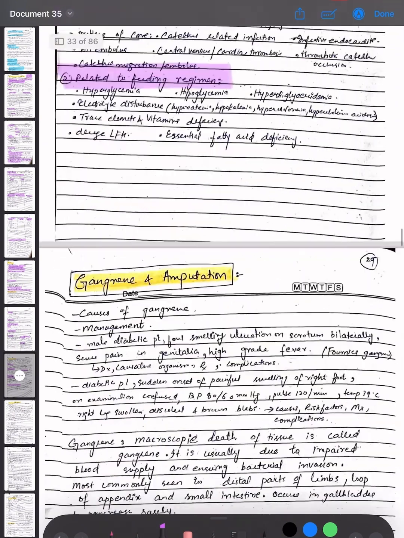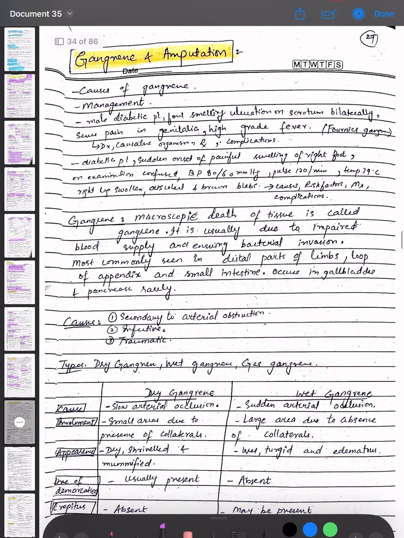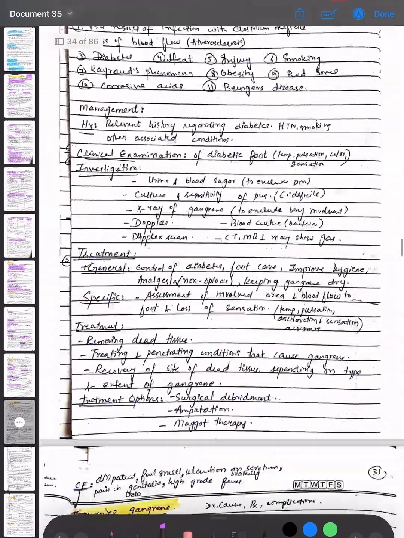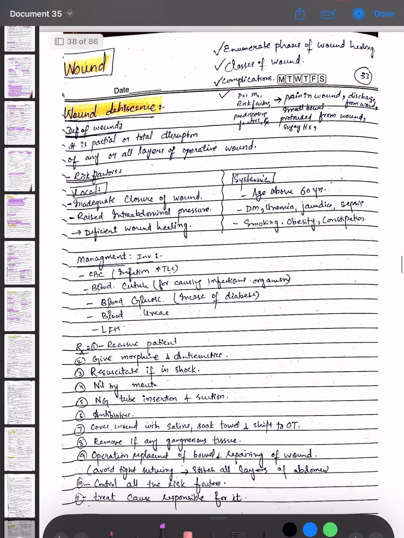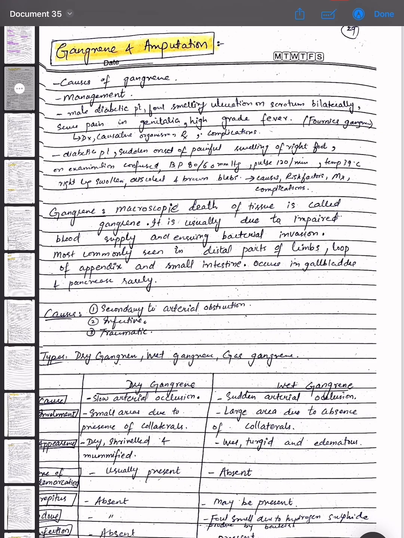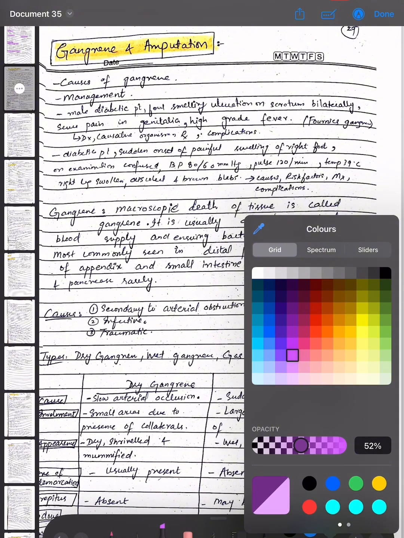In the next chapter, in the next portion, we will discuss the chapter gangrene and amputation and the wound. Our next task is the discussion of gangrene and amputation and wound. Gangrene and amputation. First, we will change the color of our highlighter. Which one? This one.